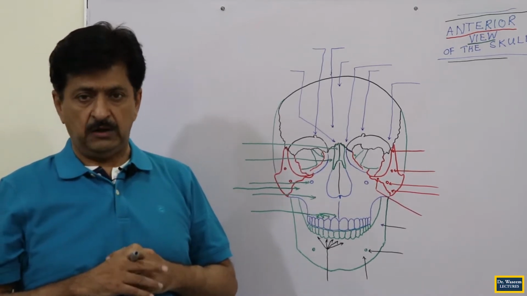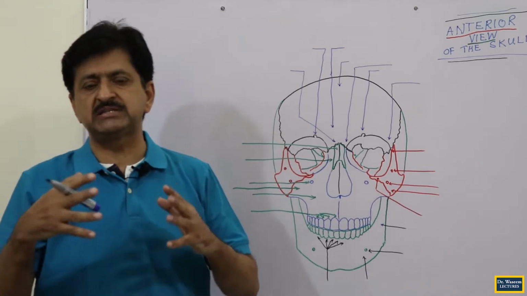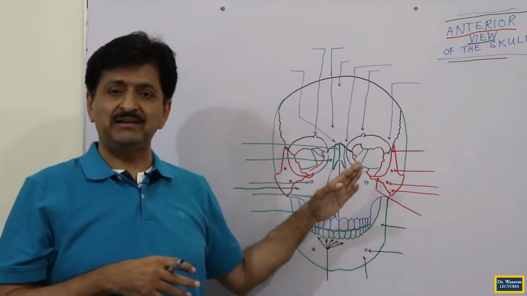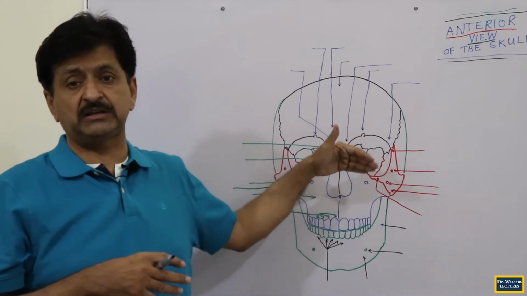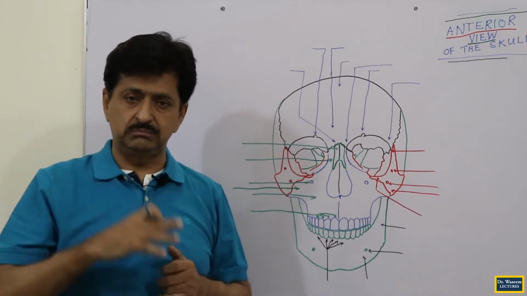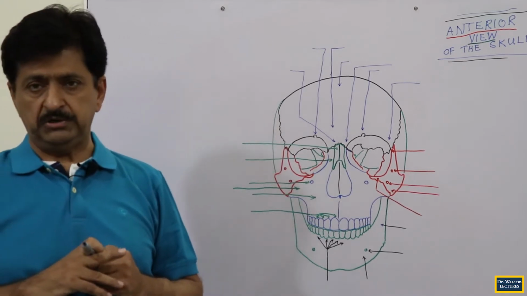I have told you that most of these bones are joined together by means of the sutures, but the mandible is connected to the rest of the skull by means of a synovial joint, and that is called the TMJ, the temporomandibular joint.